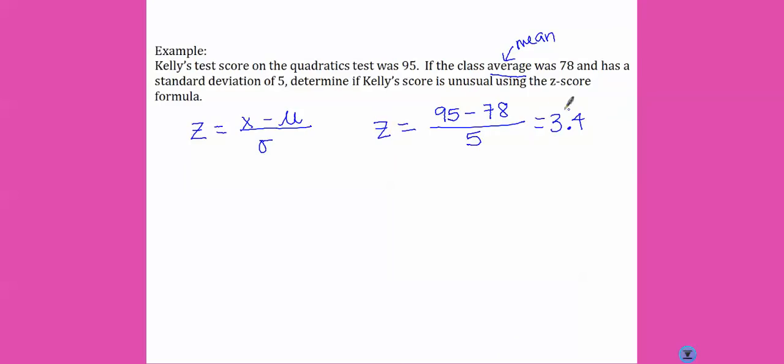All right, so we got that her z-score is 3.4. Is this statistically unusual? Yes, it's unusual because 3.4 is greater than 2. It's more than 2, so it's unusual. It's rare that it happened.